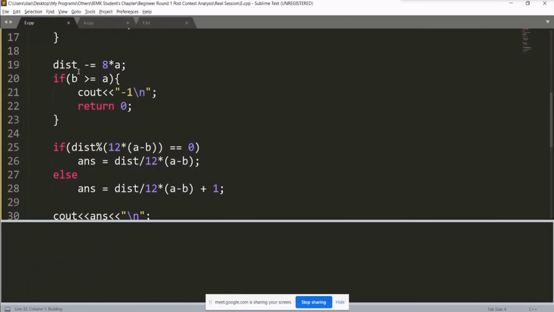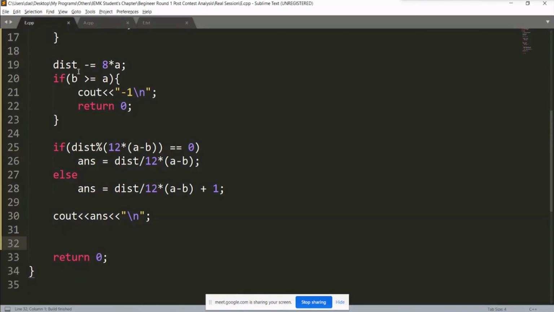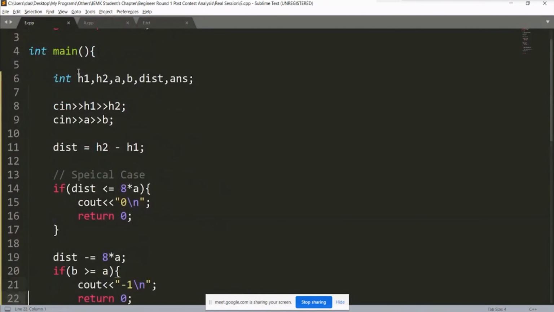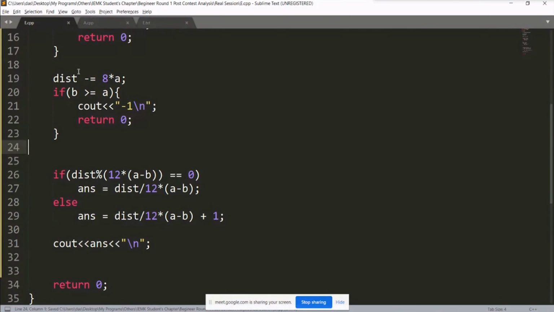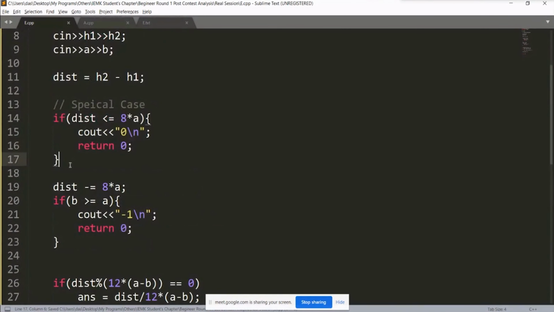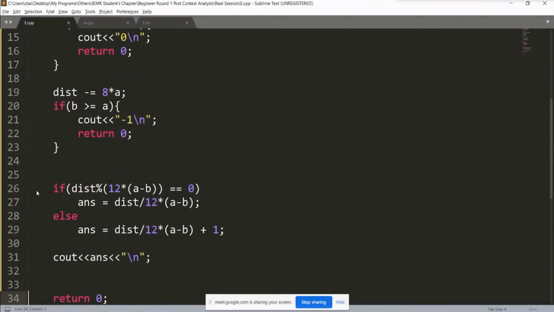That's it. Let me try compiling it. Okay, the build is successful. Do you have any doubts here so far? The code is complete. This is the first case that I handled. This is the second case that I handled. And this is the general case that I handled: distance by 12a minus b.